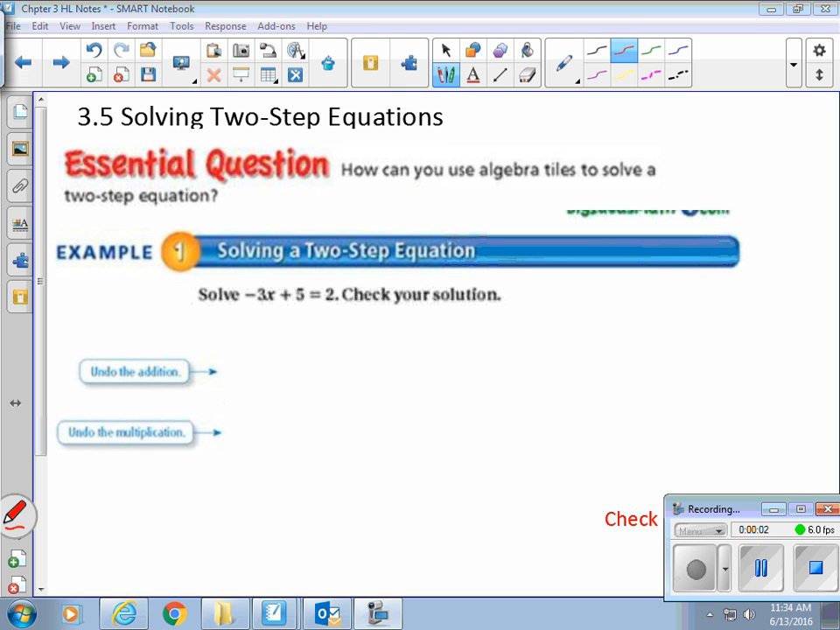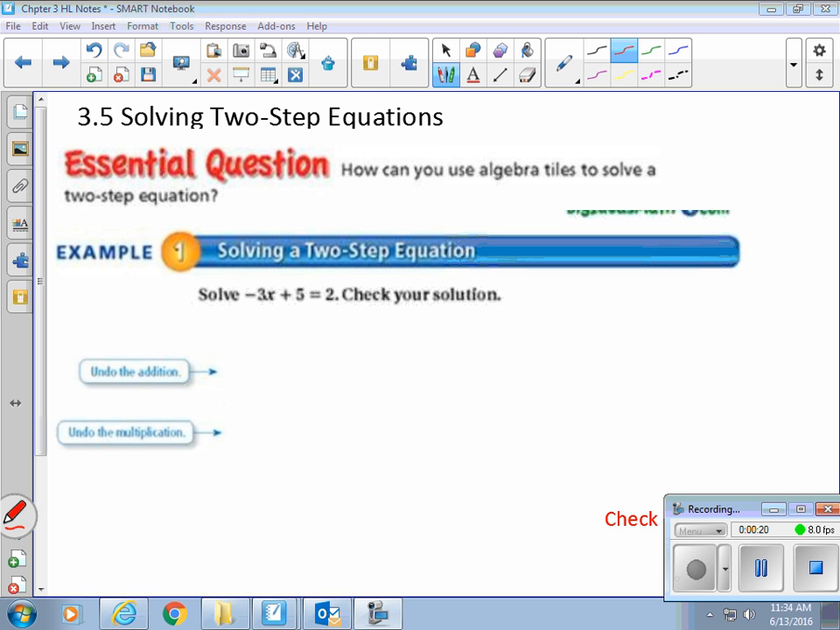Today's topic is from Chapter 3, Lesson 5, Solving Two-Step Equations. Our essential question: how can you use algebra tiles to solve a two-step equation? We're actually not going to use algebra tiles. We are going to use a process that involves inverse operations.